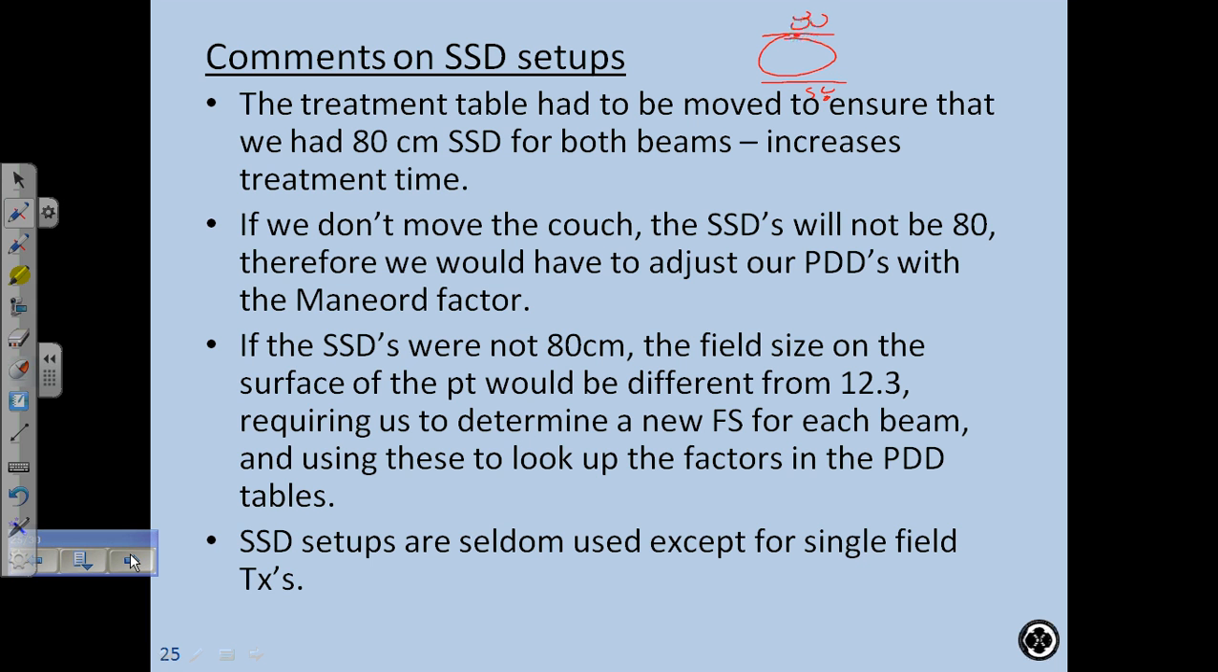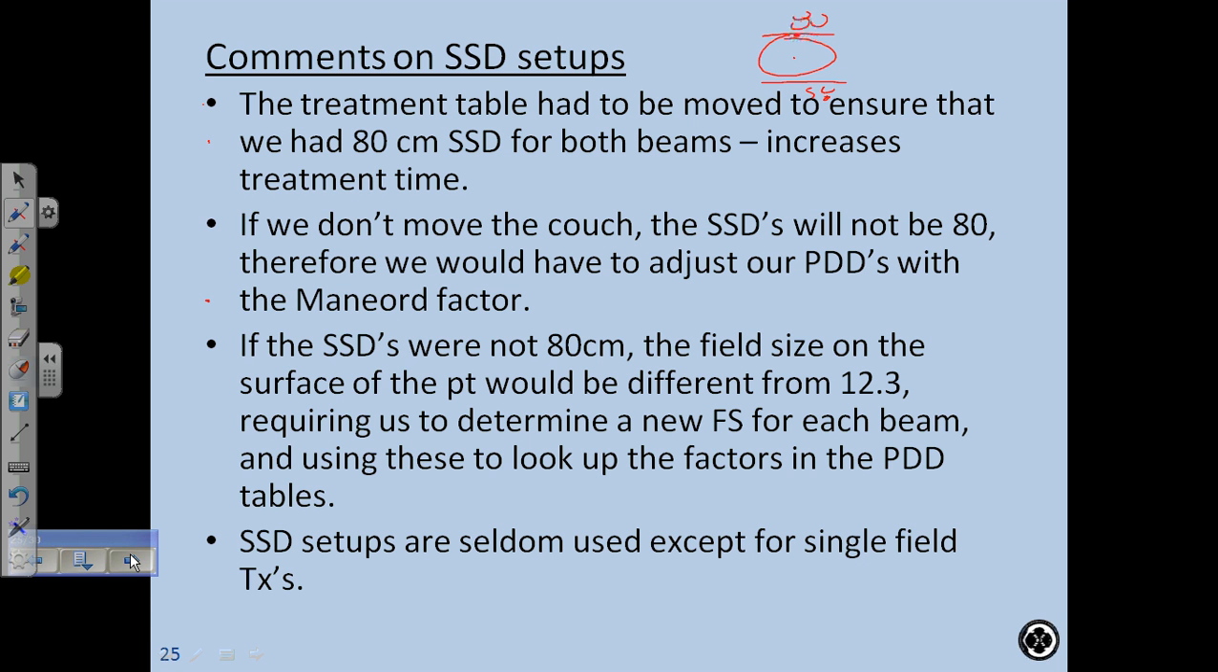Okay? So that's one of the disadvantages of SSD setups. You have to move the table. If we don't move the couch, the SSDs will not be 80. Therefore, we would have to adjust our PDDs with the Mayneord factor. So if we don't want to move the couch, we can put the isocenter in the middle, make this SSD 88 and the other SSD 90, and calculate what the PDDs are for an SSD of 88 and an SSD of 90. You could do that, and you wouldn't have to move the table. But you've got two SSDs to play with and a lot more calculations.